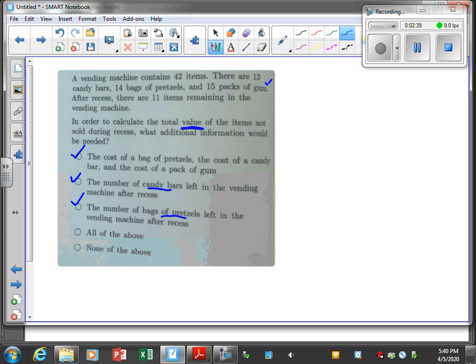So then if we know candy bars and pretzels, then we can figure out how many packs of gum were left, and then we can multiply those times their values if we knew how much each of those cost to figure out. So in this case, it makes us need all of the above. So the answer on this one is all of the above.